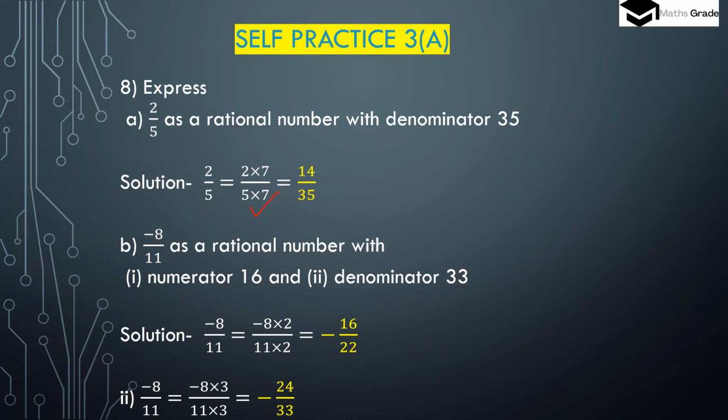So we get 2 multiplied with 7 is 14, and 5 multiplied with 7 is 35. So we get 14 divided by 35. And 14 divided by 35 is a rational number whose denominator is 35, which is equivalent to the rational number 2 divided by 5.